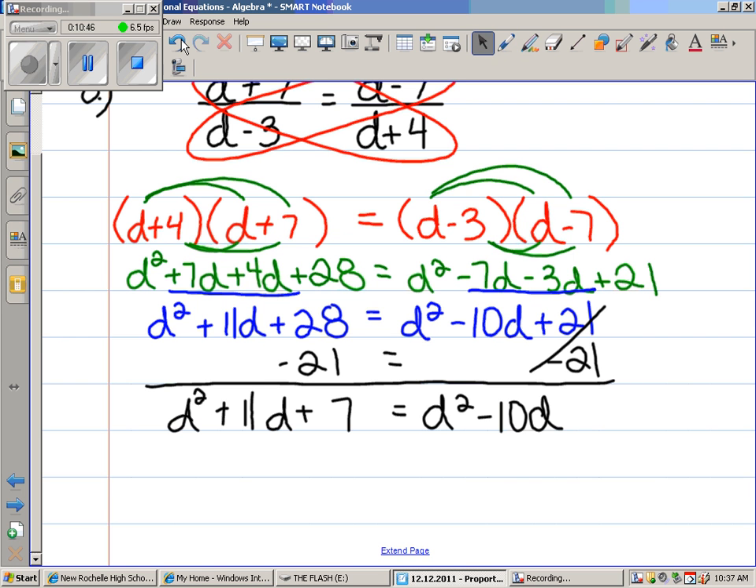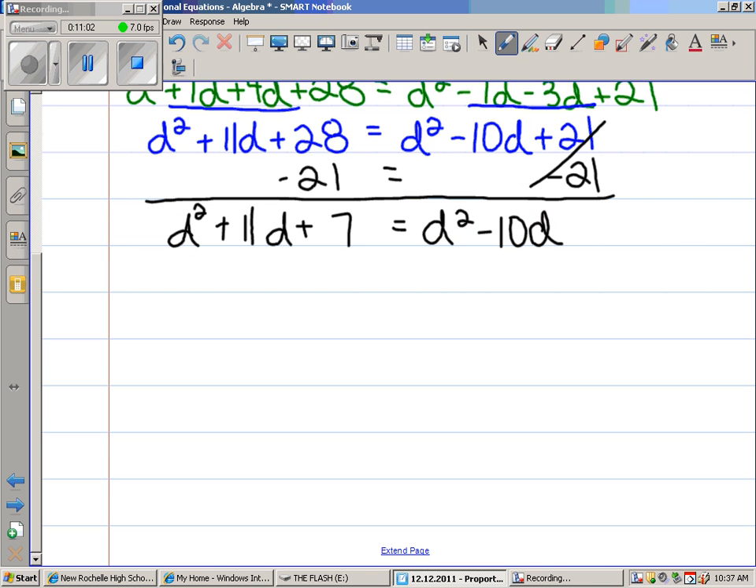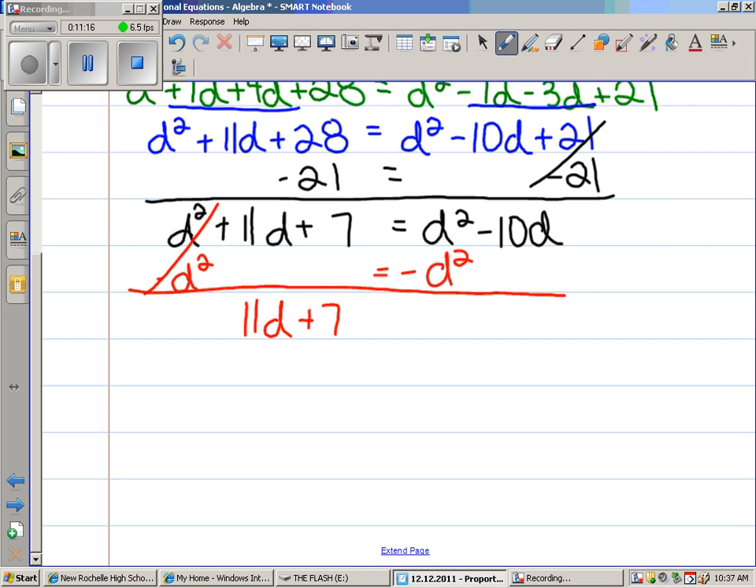Okay. How about other suggestions? This is hard, right? Take a look at this stuff. Do you see stuff on both sides that matches? Maybe we could subtract it away. Yeah, very nice. On opposite sides, we're trying to get the d's by themselves. Let's subtract d squared. We got the same quantity on each side. Minus d squared, right? The d squareds take away. We got 11d plus 7 equals negative 10d.